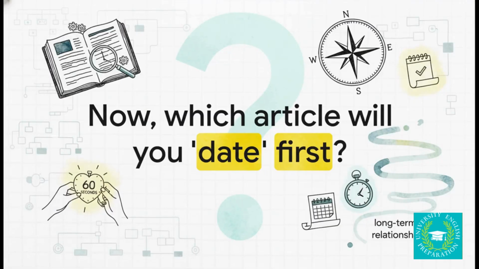So instead of committing to a long-term relationship with every article you find, just take it on a quick 60-second date to see if you're compatible. With this new strategy in your back pocket, which article will you decide to scan first? Happy researching!